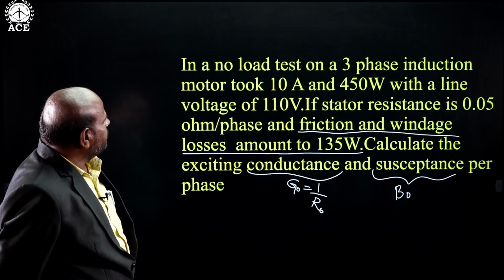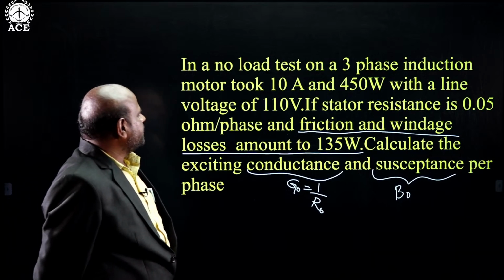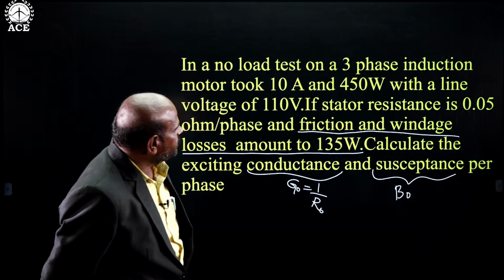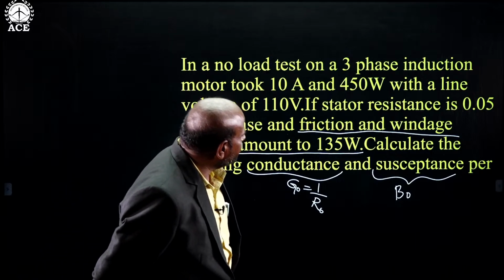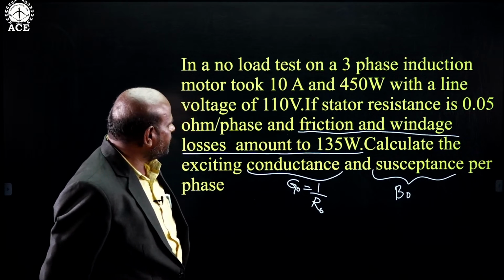Just note down the problem. No-load test data. What is the given data? It took 10 amperes. The no-load current is given as 10 amperes. The input power is 450 watts with an applied voltage of 110 volts.